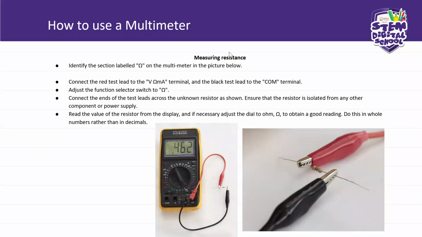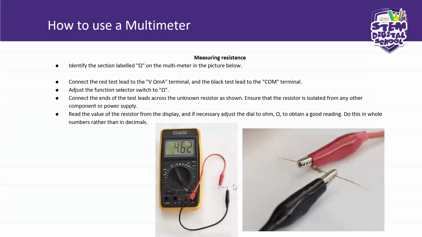Good, Tando, good. So now, this is how you connect. I showed you in the other lesson, the connections. When you are measuring resistance, you have to look for the ohm sign and you put the red lead there, and then you put the black one on the common. And then you adjust this selector to the resistance.